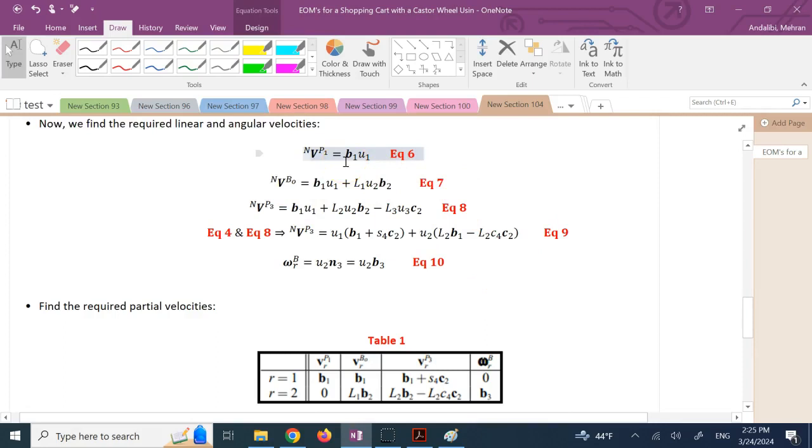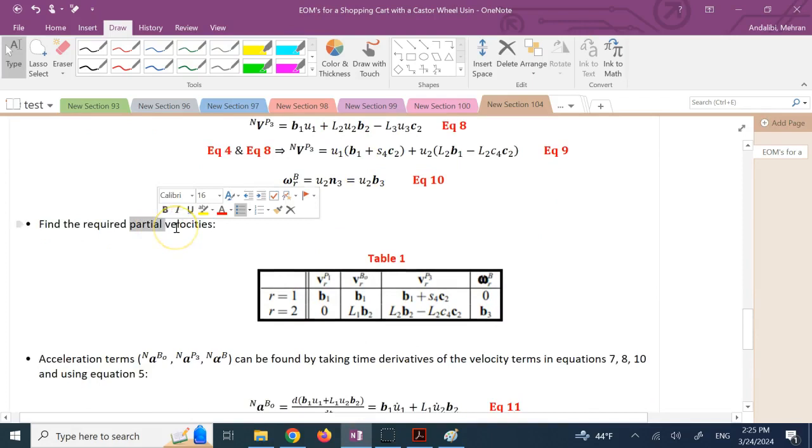Now we need to find their partial components, since we only have two real degrees of freedom left, U1 and U2. So we only need R1 and R2. We write them for rows, and for columns we have these four important entities. How do we find these partial velocities? We look at the coefficients of U1 and U2. Whatever is multiplied by U1 and whatever is multiplied by U2 go to this column here.